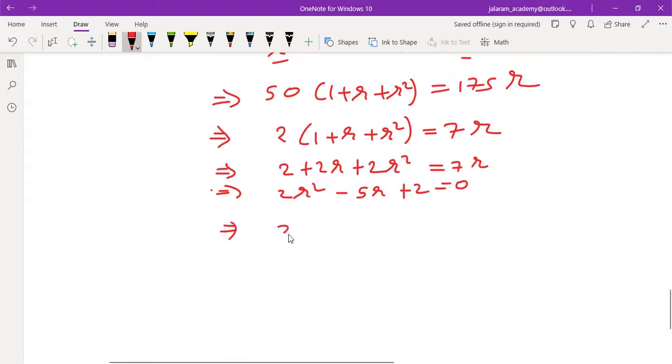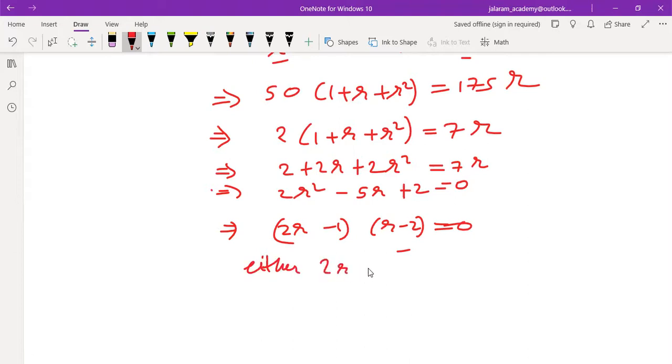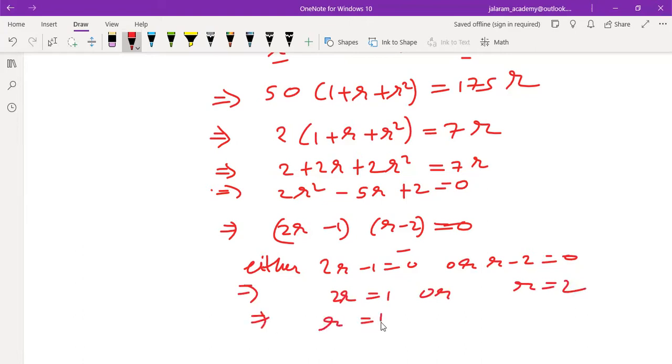So we can factorize easily. 2R minus 1 into R minus 2 equals 0. If anyone has doubt in factorizing it, ask in the comment box, I will show how to factorize it. So either 2R minus 1 equals 0 or R minus 2 equals 0. It implies 2R equals 1 or R equals 2. It implies R equals half or R equals 2.